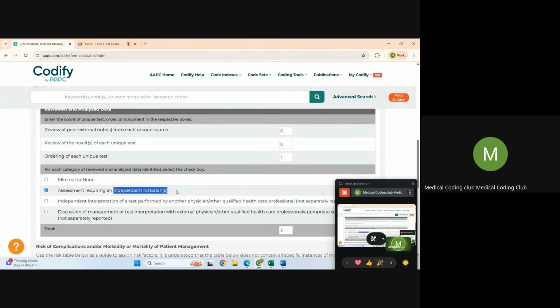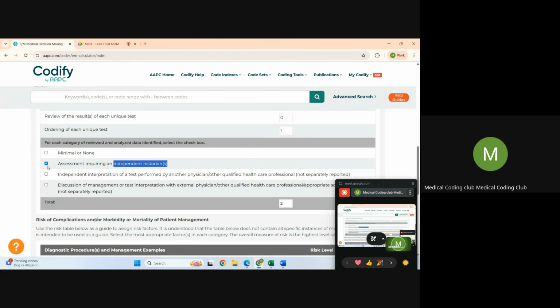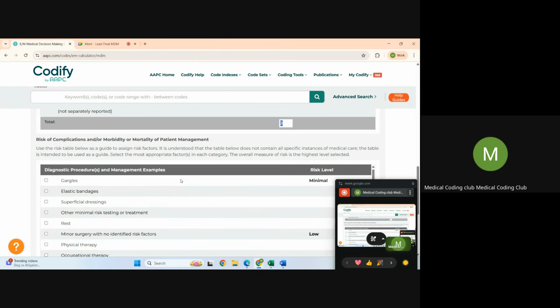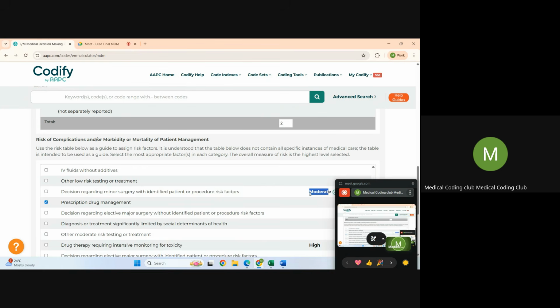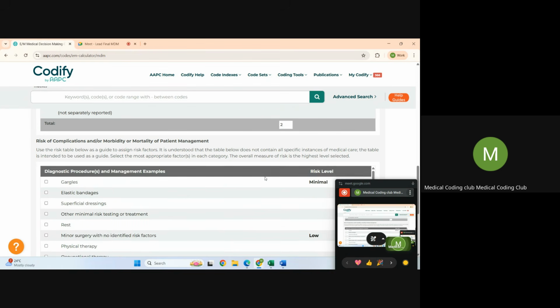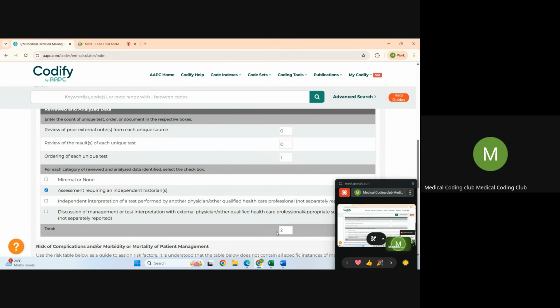and there is also an independent historian. Independent historian means someone giving history other than the patient, maybe mother or father. Their involvement we will consider as independent historian. So I'm selecting that also. Together I'm getting 2 points from the data section. Lastly, assume I have prescription drug management, which belongs to the moderate level.